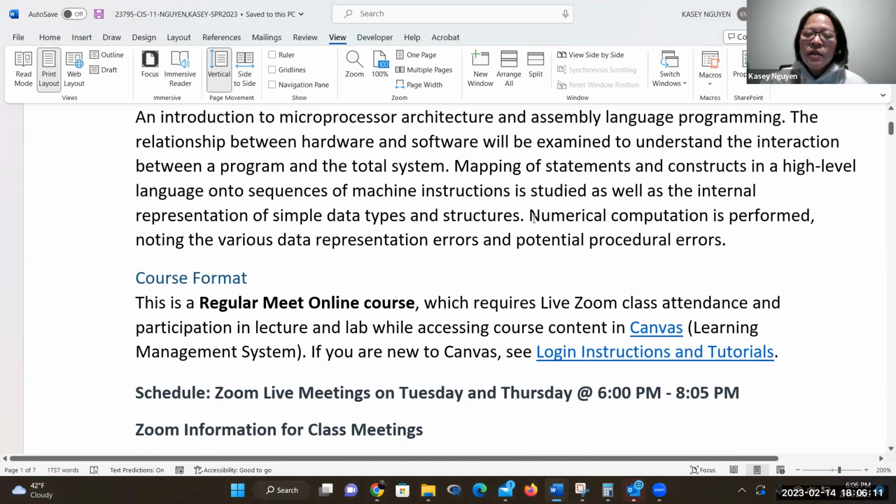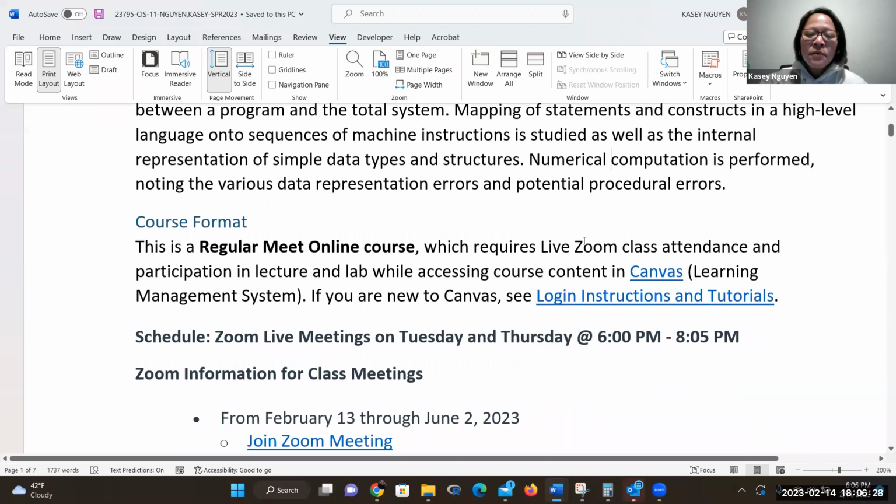But first, this week, we are going to cover numerical computation. You have to know how to look at the instructions comparable to hexadecimal value or binary. You have to see what the computer is seeing. So that's what we're going to address starting this week.